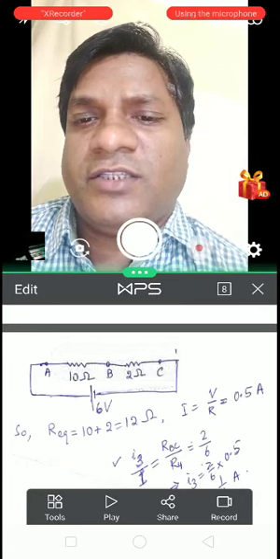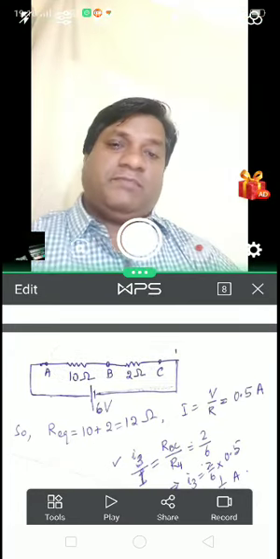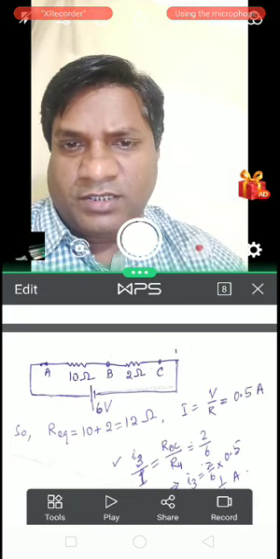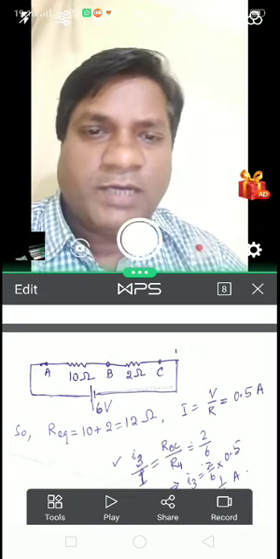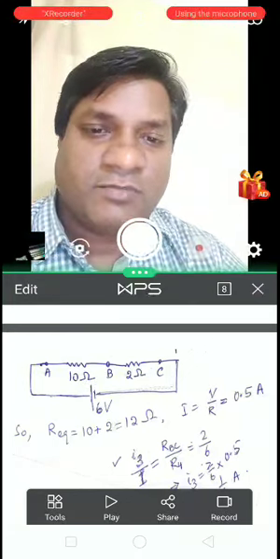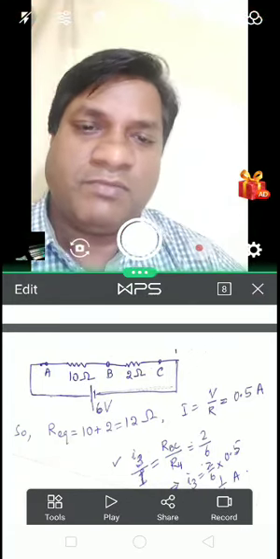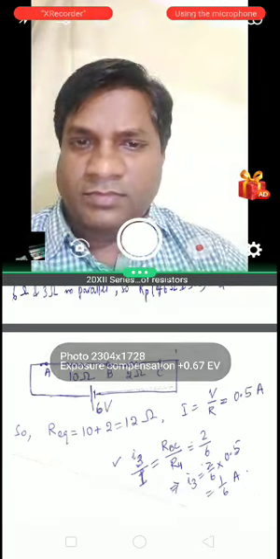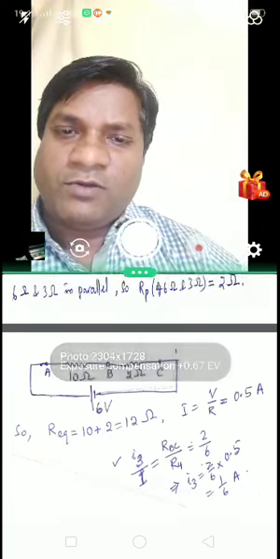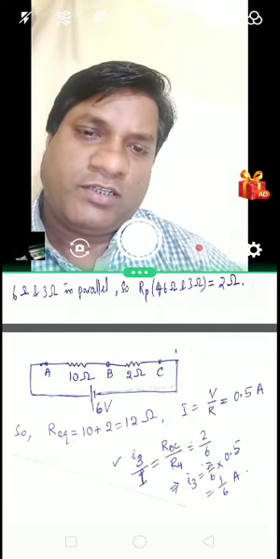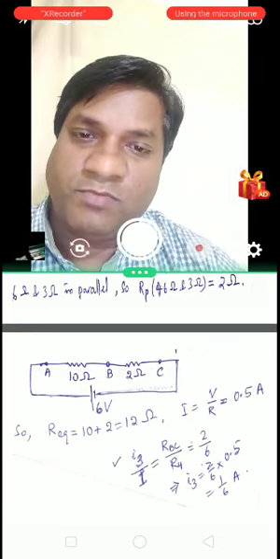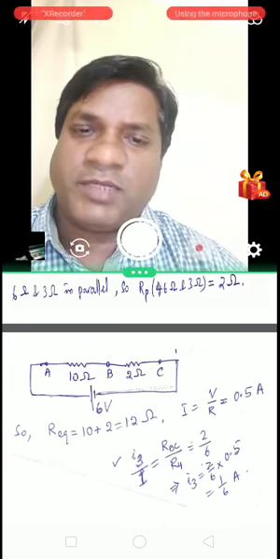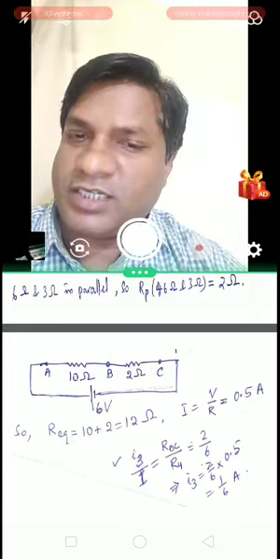So here you can see the equivalent resistance between A and B as calculated by us came to be 10 ohm, and the equivalent resistance of the parallel combination of 6 ohm and 3 ohm between B and C came to be 2 ohm. So now we have two resistors in series, that means 10 ohm between A and B and 2 ohm between B and C. So the circuit becomes a simple series circuit now.